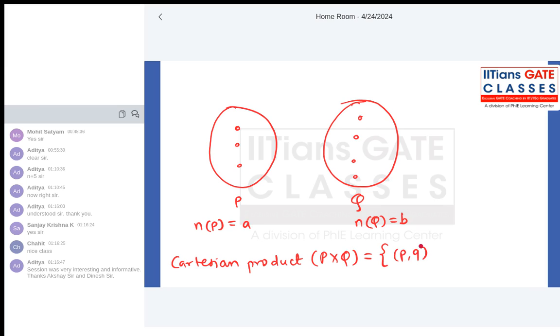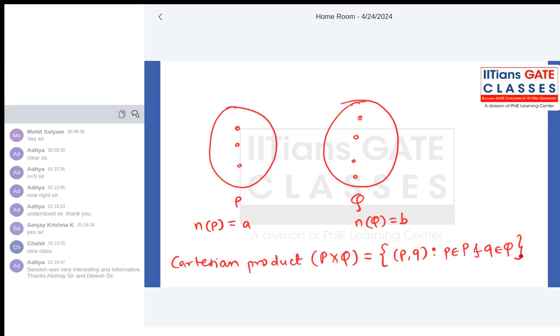These are small letters p and q, such that p belongs to set P and q belongs to set Q. So this is the definition of the Cartesian product, and it essentially means you take one element from set P and one element from set Q, and then you make a pair of them, and the set of all those pairs is called the Cartesian product. So this is the maximum number of pairs that you can form.